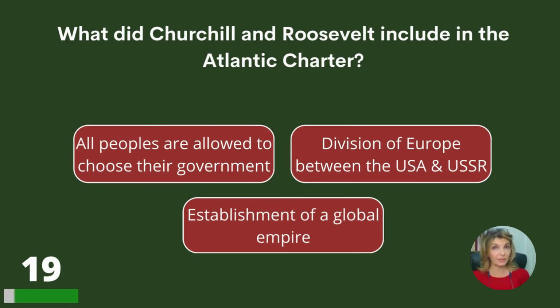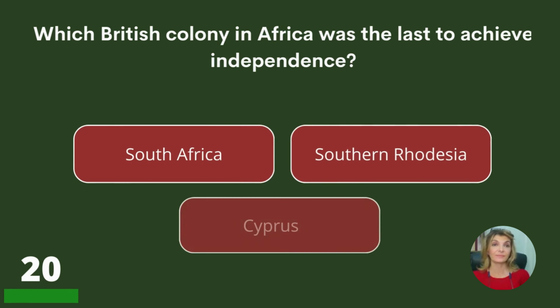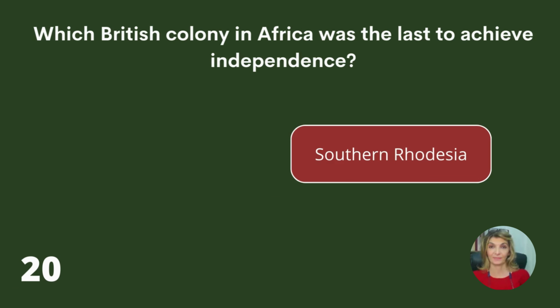What did Churchill and Roosevelt include in the Atlantic Charter? All people are allowed to choose their government, division of Europe between the USA and USSR, or establishment of a global empire? All people are allowed to choose their government. Which British colony in Africa was the last to achieve independence? South Africa, Southern Rhodesia, or Cyprus? Southern Rhodesia.